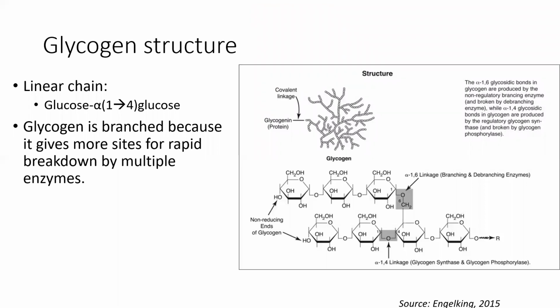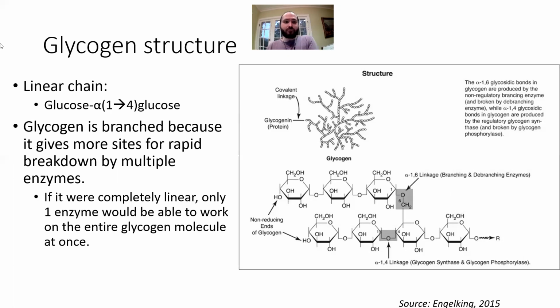It would just be one, and that's not really beneficial if we want to rapidly mobilize glucose. So this solves the problem of how we set up the structure so we can get the most glucose out of it the fastest possible. Well, we give it all these branch points: we could have one enzyme breaking down here, one enzyme breaking down here, one enzyme breaking down here. So we can have many enzymes breaking glycogen down, giving us glucose all at once. And our branch points instead are alpha-1-6.